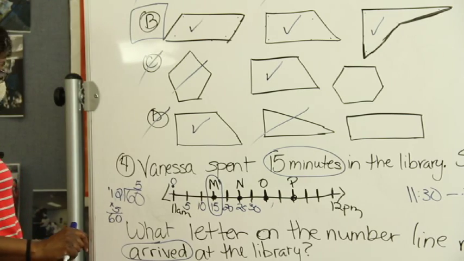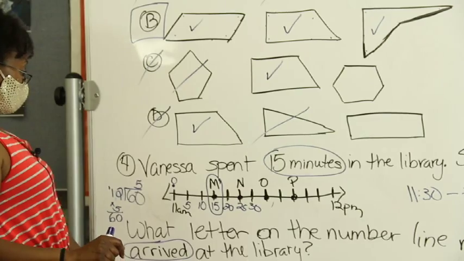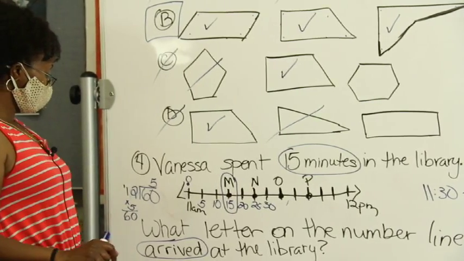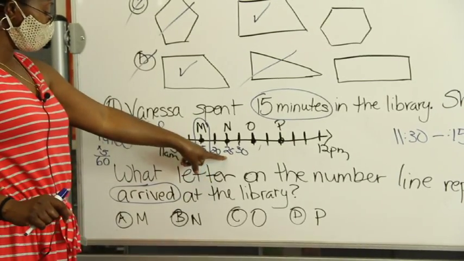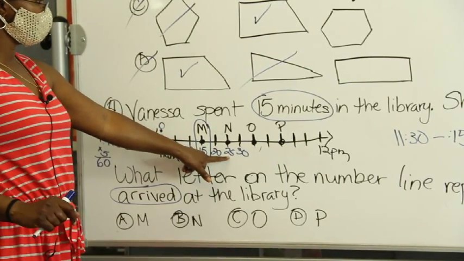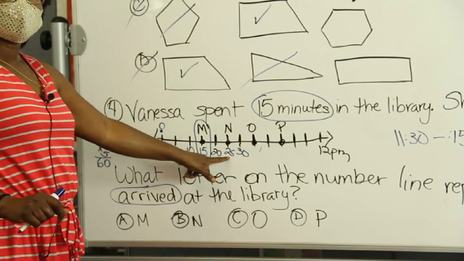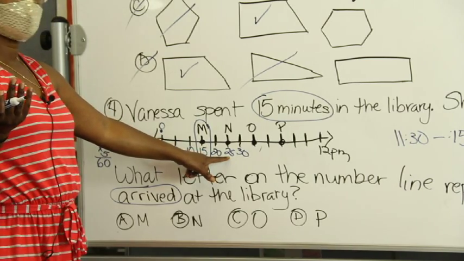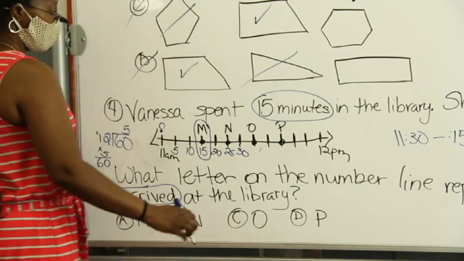So let's look at our answers. Well, look, M is number 1, and that's what we want. But let's just look at the others. N, it can't be N because N is 11:25. And if they left at 11:30, that would only give them 5 minutes in the library, okay? So we know it's not that one.